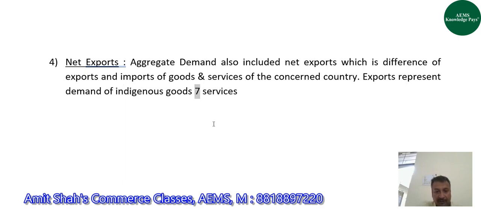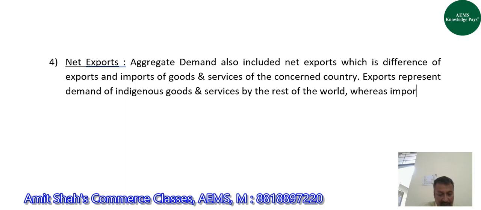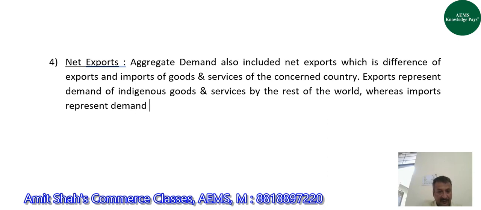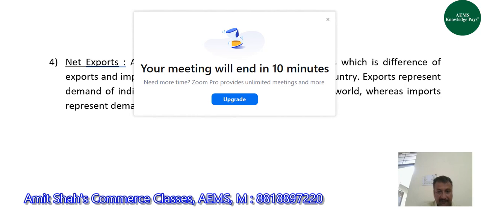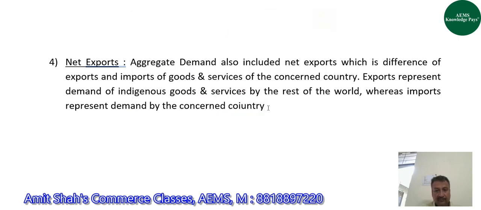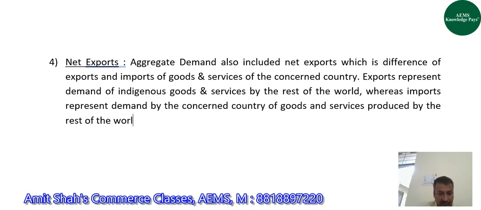So exports represent demand of indigenous goods and services by the rest of the world, whereas imports represent demand by the concerned country of goods and services produced by the rest of the world.